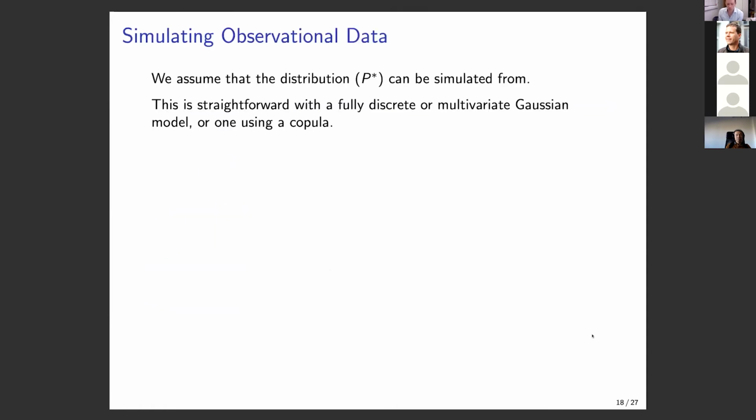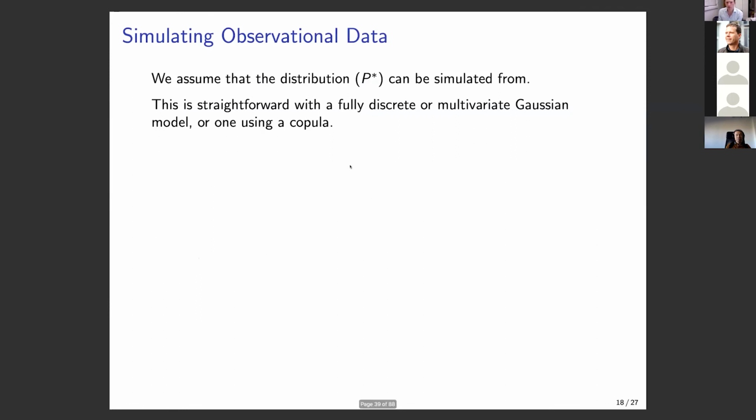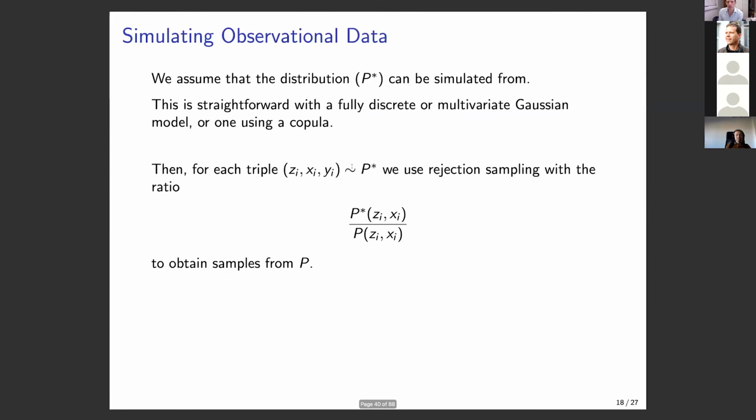So how do we do simulation? We're going to assume that we can simulate from P star, and that's plausible because we know that Copula models are very easy to simulate from, and also in the discrete case, simulation is essentially trivial. You just have the probabilities, so you can do it. Then what we're going to do is use rejection sampling to get back to samples from P.